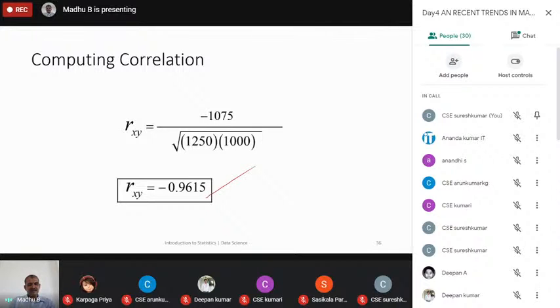The data is highly correlated. It is negatively correlated. When I say negatively correlated, it means when one variable is increasing, the other variable is decreasing. Got it? Let me give you a simple example.